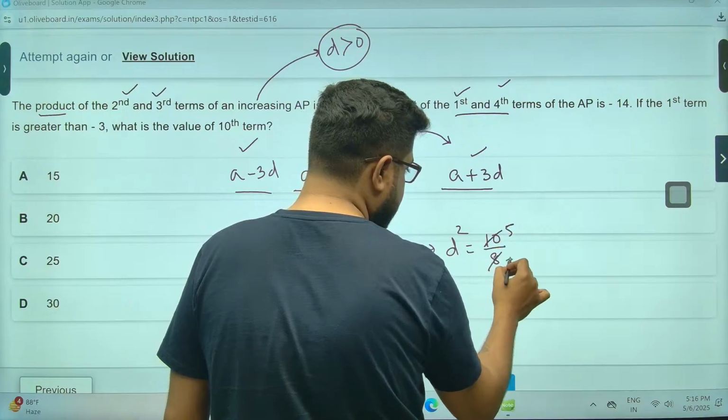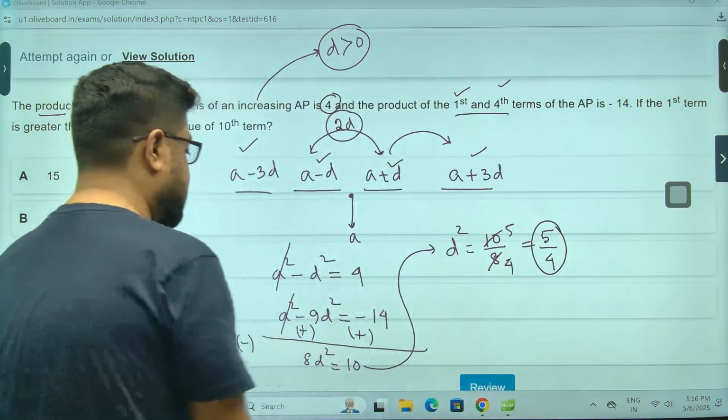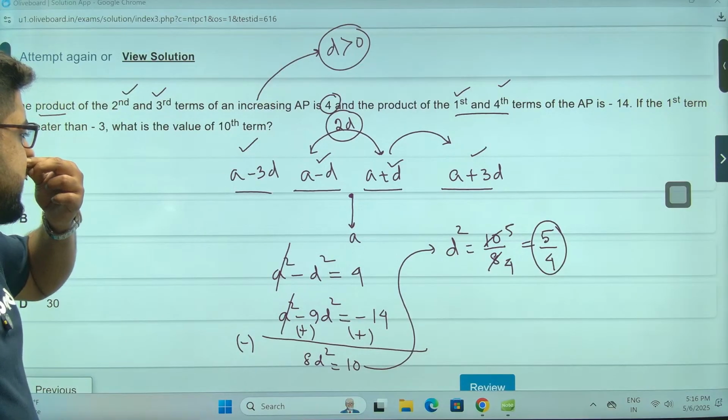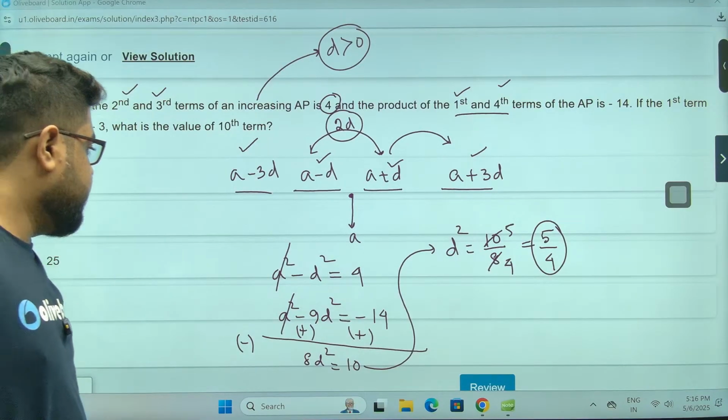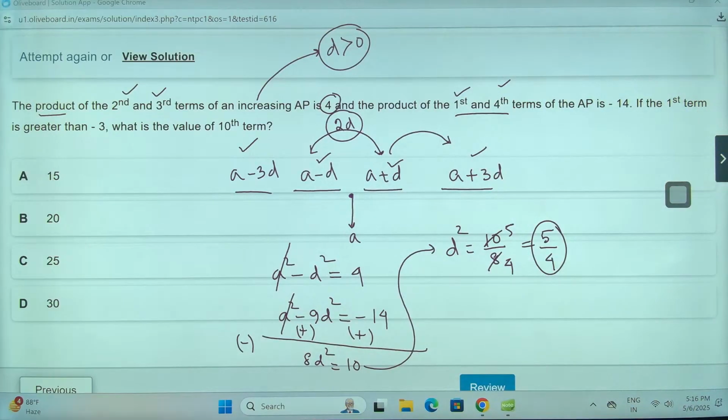5 by 4. Now, do not figure out D. We do not need D. अच्छा, D तो चाहिए. अच्छा, we are not making any mistake, ना? एक second रुक जाओ.